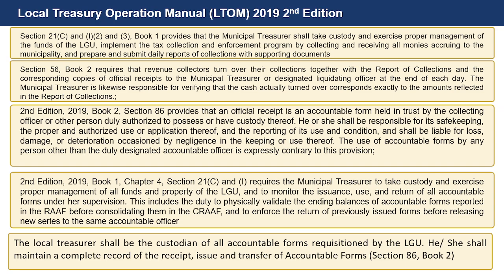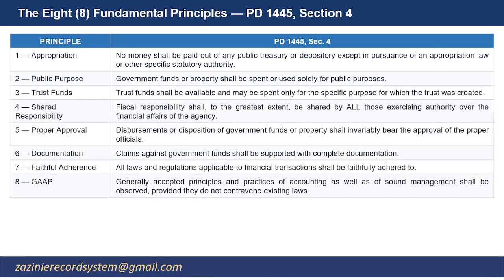The manual also clarifies that an official receipt itself is an accountable form held in trust by the collecting officer. You are personally liable for its safekeeping, its proper use, and its condition, regardless of intent. Next slide. The 8 fundamental principles, found in Section 4 of Presidential Decree 1445.